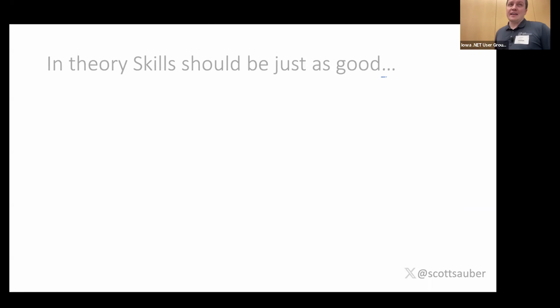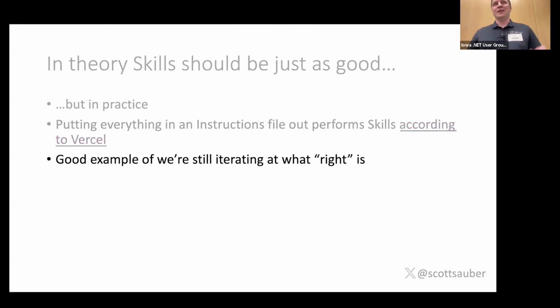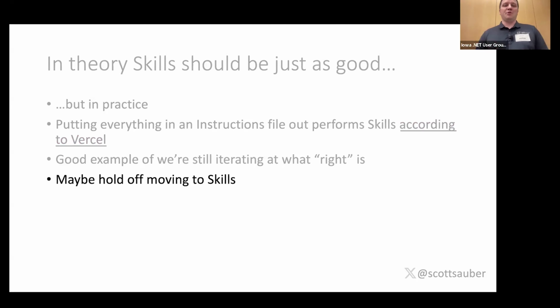Now, a fun part is, in theory, everything I said sounds pretty good, right? It sounds like, okay, it's going to save us money and things like that. And skills should be just as good in theory. But in practice, Vercel just came out with a study a week ago that says, actually, we don't think skills perform as well as chucking everything in the instructions file. So if you threw everything into skills, you might want to consider rolling that back. This is again a good example of we're still iterating on what's right in the AI tooling space. So maybe hold off moving to skills.